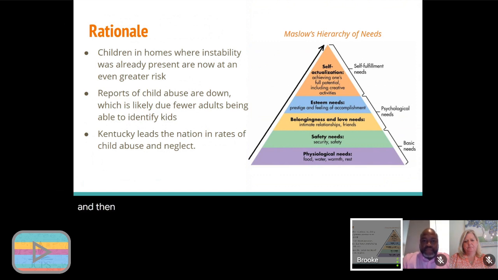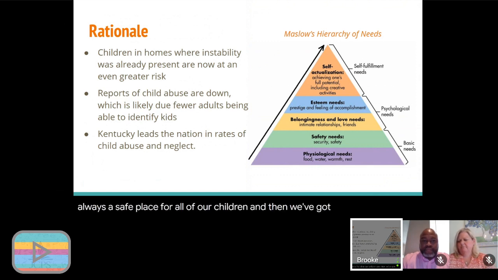And then a statistic that we're not very proud of is that Kentucky leads the nation in rates of child abuse and neglect. We're practicing social distancing and encouraging everyone to stay healthy at home, but we want to make sure that the measures that we're taking aren't causing abuse and neglect to fly underneath that radar, because unfortunately, home's not always a safe place for all of our children.